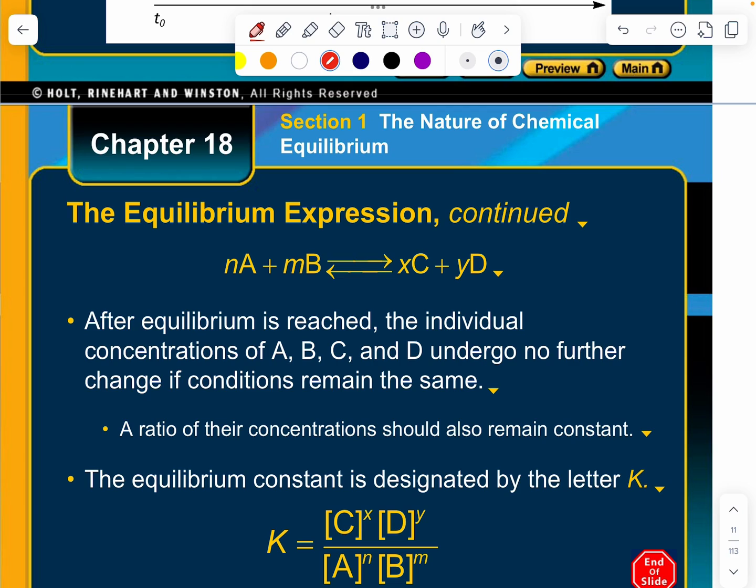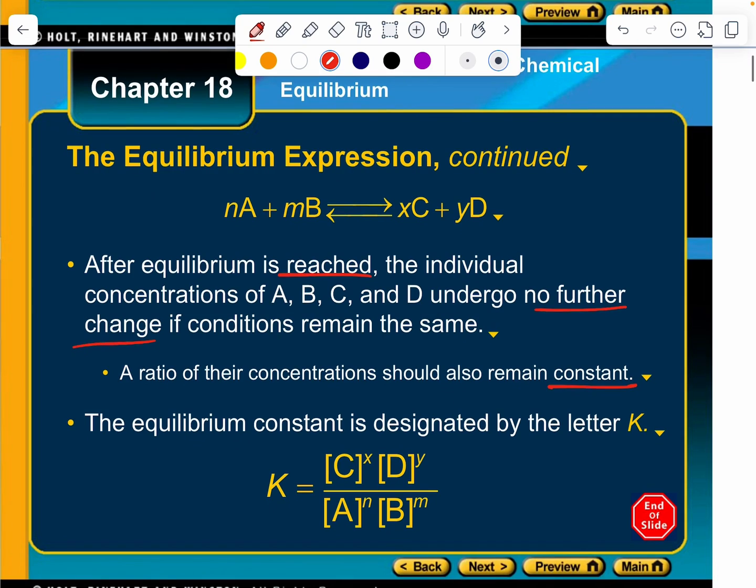Okay. After the equilibrium is reached, the individual concentrations of A, B, C, and D undergo no further change if conditions remain the same. If there is no change in conditions, a ratio of these concentrations should also remain constant. The equilibrium constant is designated by the letter K. So when we say equilibrium constant, we will have K.